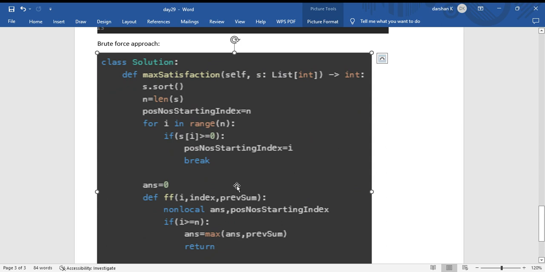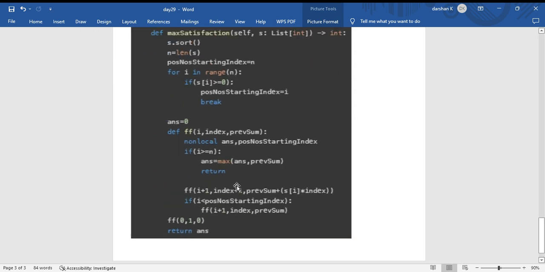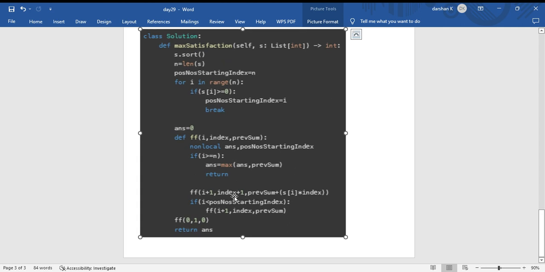That is the meaning of sorting, right? The maximum, highest positive value will be in the rightmost part, and for the negative part, we will either take it or we will discard it. That's what we are doing here. So just understand that the starting index is the first positive index, that means the index of the first positive number after sorting the array.